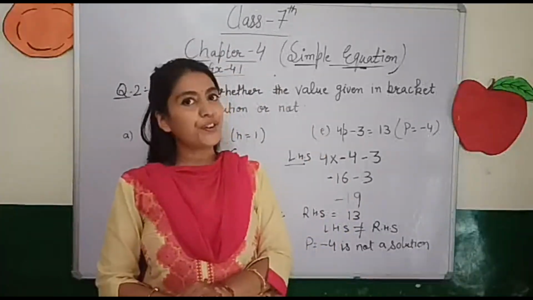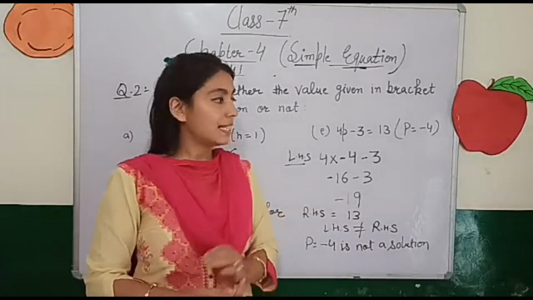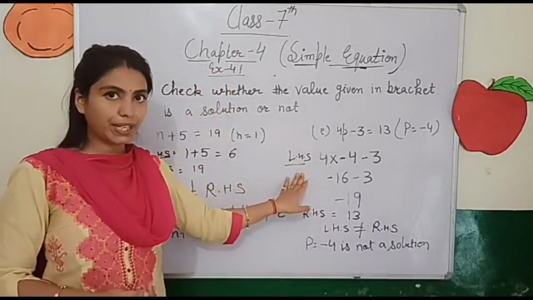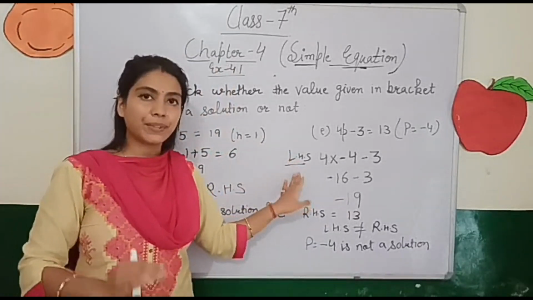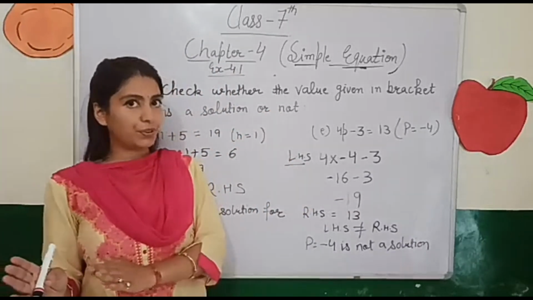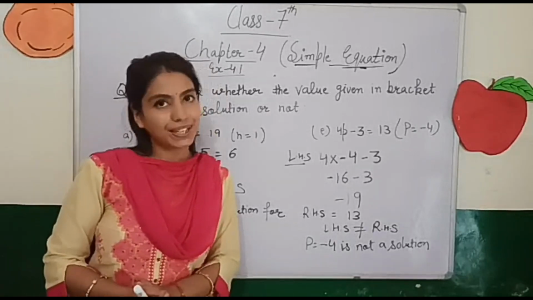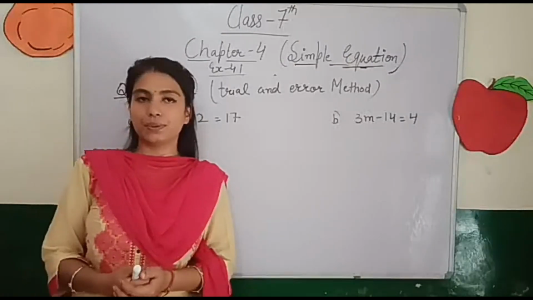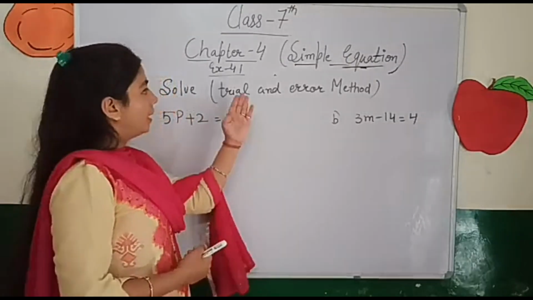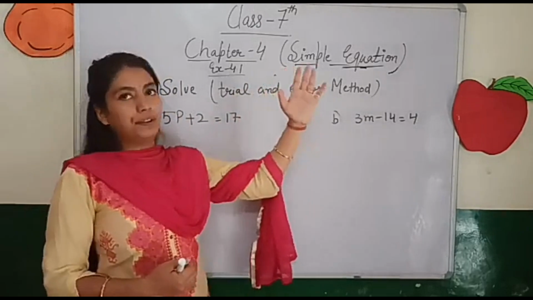Okay. Now moving forward, our question number 3. See, we have done 2 parts of question 2 over here. This also you will solve in your notebooks, and the rest of the parts will be homework for you. You will do them on your own. Okay. Question number 3. Solve. You have to solve the question by how? By trial and error method.